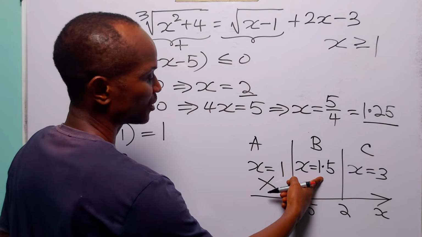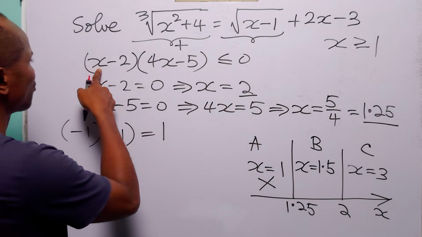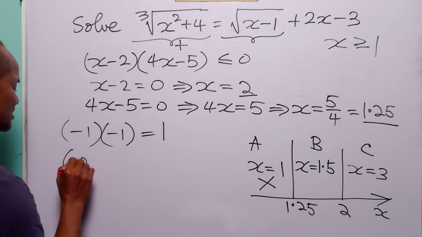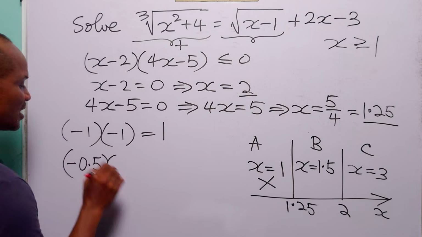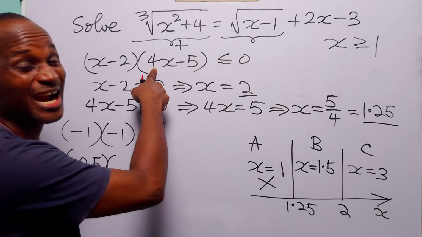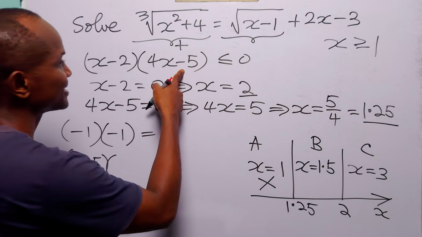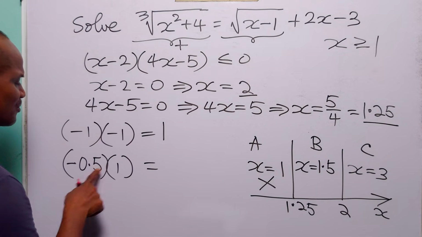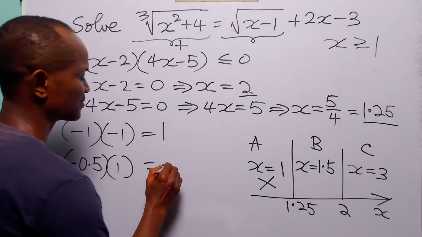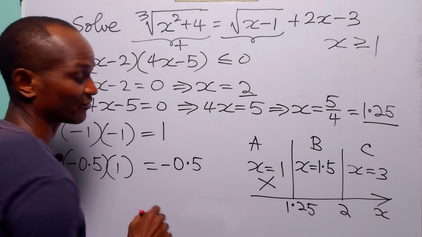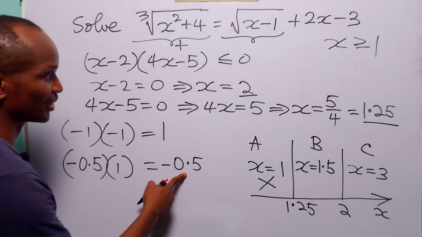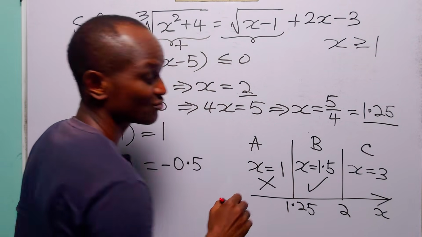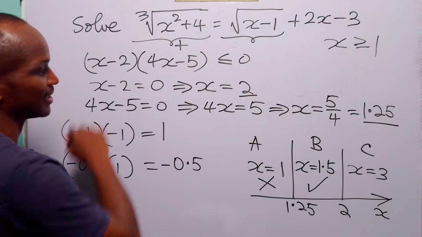When x is equal to 1.5, then we have 1.5 minus 2, that is minus 0.5, times 1.5 times 4 is 6. 6 minus 5 is 1. Now minus 0.5 times 1 is equal to minus 0.5. And of course, minus 0.5 is less than 0. So values of x within this region satisfy this inequality.